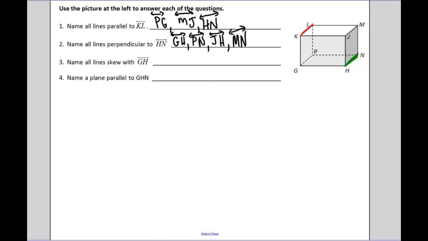Okay, all lines that are skew with GH. Now GH is right here. So GH, skew. They are not parallel, but they're lines that are in other planes that don't intersect GH. MN is one of them, because MN and GH are not in the same plane, and MN is never going to intersect because it's going up and down versus GH, which is going left and right. And same thing with LP.